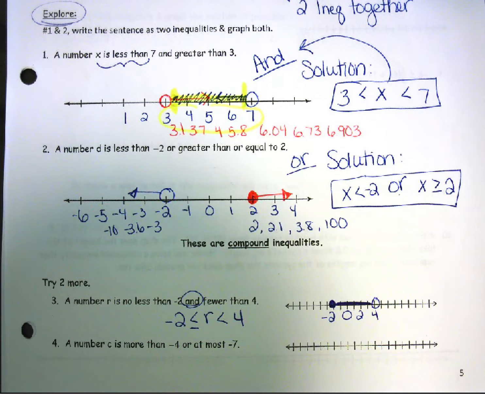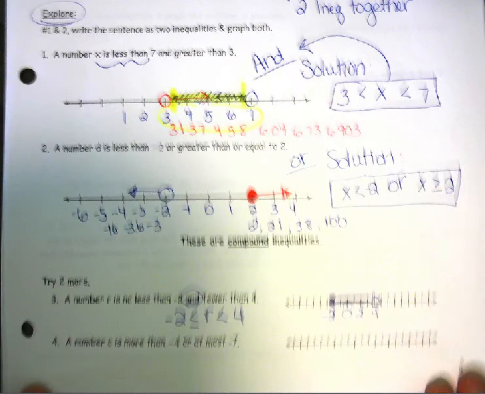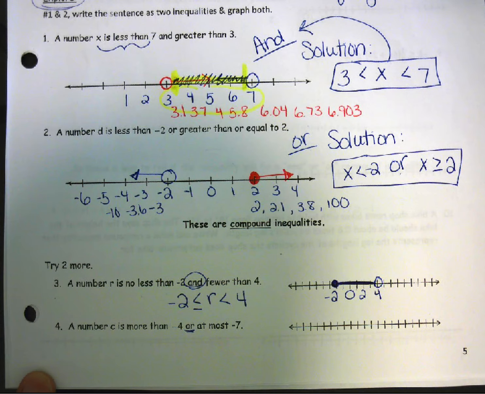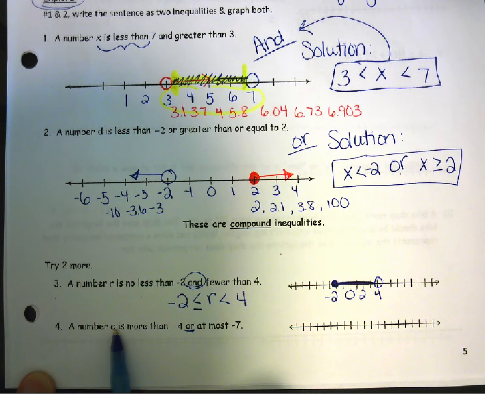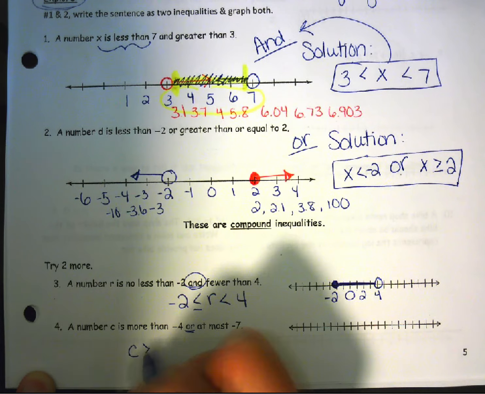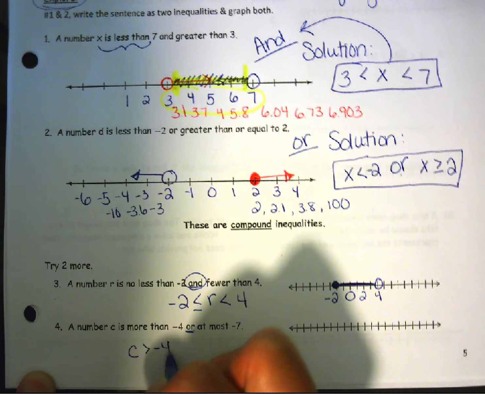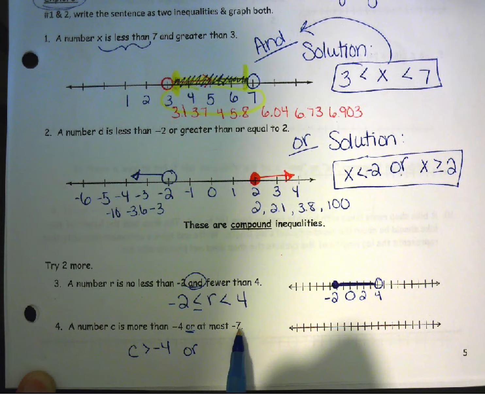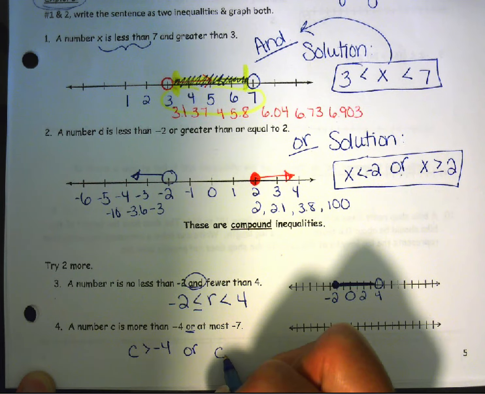Now, by process of elimination, since we only have two choices, this is probably the or, but I can actually see the word right there, so I already know. It says a number c is more than -4, so let's just do that. C is greater than -4, or at most -7. If you're at most, that means you must be less than or equal to, because you can't be over it. So you're going to be at most -7.